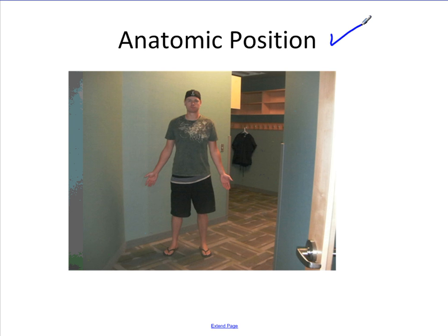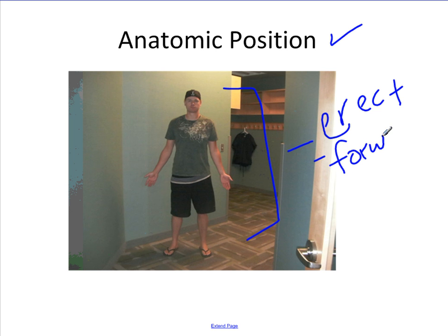Now, this is me here in this picture. If you were to describe how I'm standing in this position, what would you notice? The first thing you should point out is that I am standing erect or upright. Next, everything is facing forward. You can see the palms of my hands are facing forward, my gaze is facing forward, and my feet, for the most part, are facing forward. So standing erect, facing forward, and notice how the palms are again facing forward. That's important. The palms have to be facing forward while you're in this position.